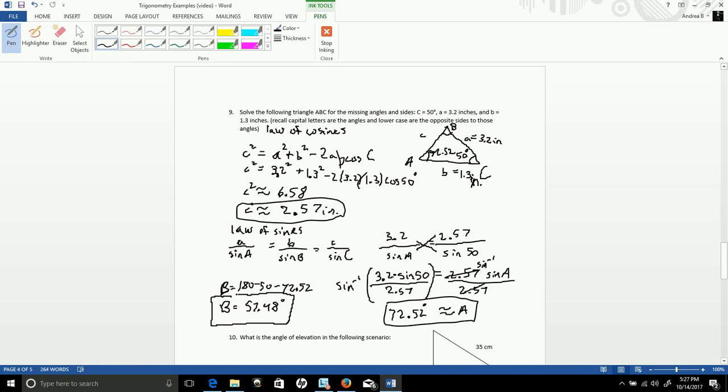Just like with a lot of math, there are definitely multiple ways to get to this answer. This is just one way of getting there. So make sure if you're having questions on any of this, make sure to ask, just like normal.